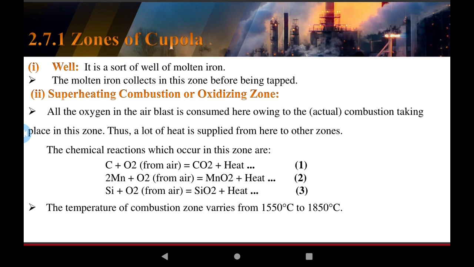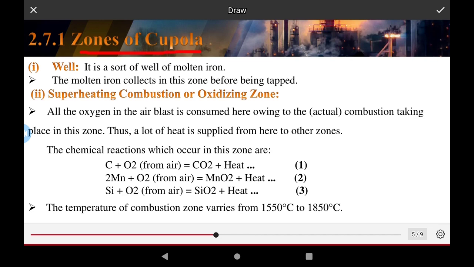Zones of the cupola. The first is the well, the well of molten iron. Before it begins is the zone of superheating and combustion, or oxidizing zone. All the oxygen in the air blast of the furnace is consumed here owing to the actual combustion taking place in this zone. Thus a lot of heat is supplied from here to the other zones.